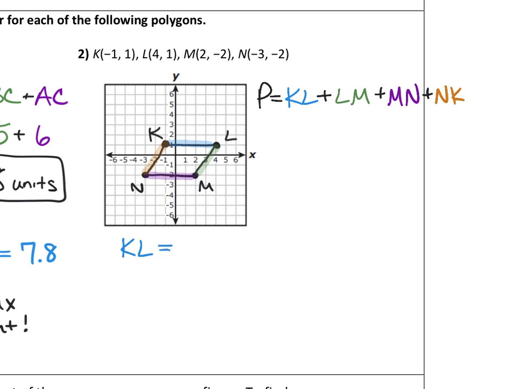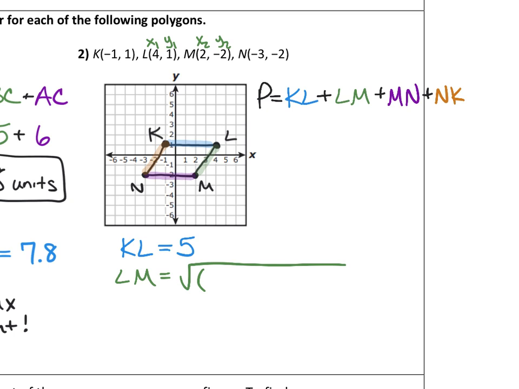If we found KL, how far is KL? Count for me. 5, yeah? What about LM? What do I have to do to find LM? The formula. All right, so let's set it up. For L and M, that means I'm labeling this as x1, y1, and this as x2, y2. Notice that I'm ignoring K and N because I'm only finding the distance between L and M. So those are the ones I label.